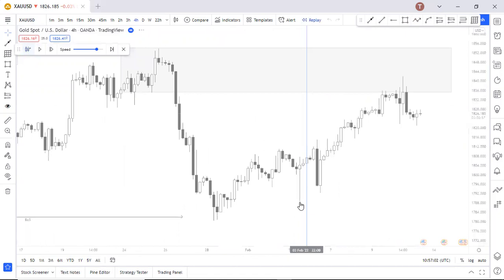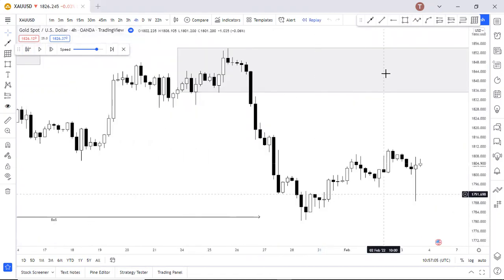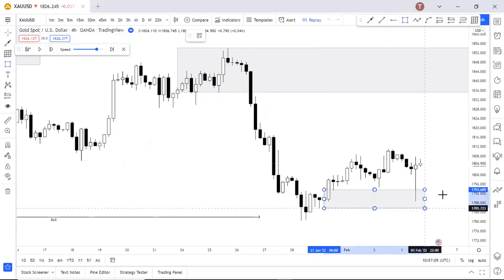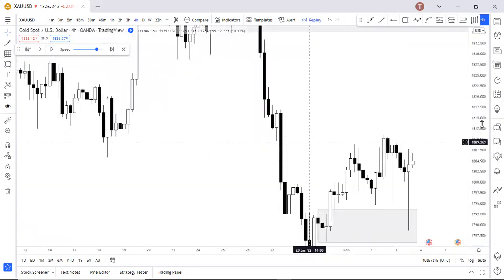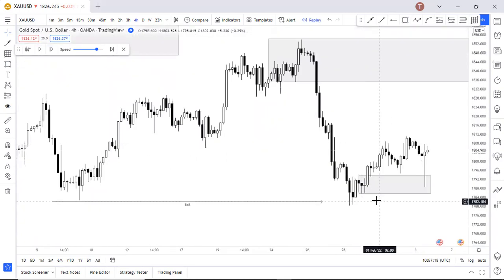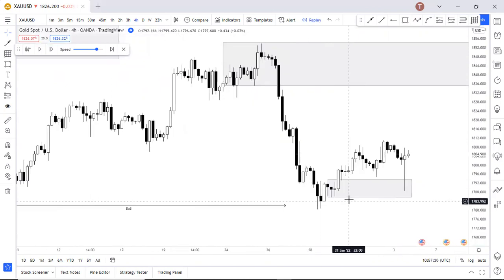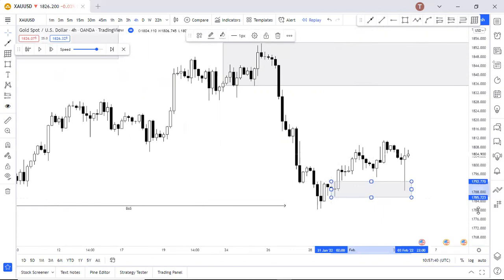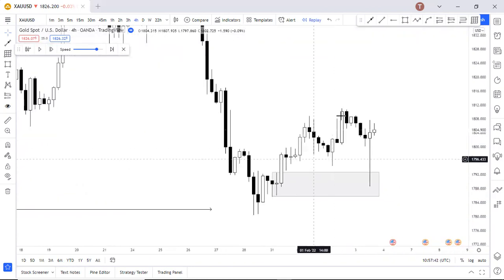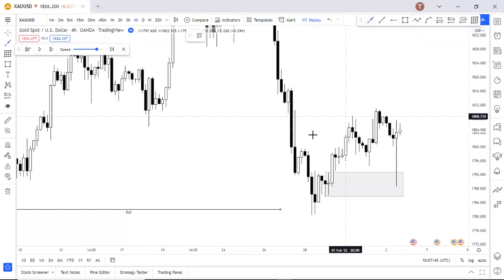The market had just mitigated this zone right here, this 4-hour demand zone. Just like we have supply zones, we have what we call demand zones. Demand zones are zones where investors or traders take buy orders from, initiate buy trades. So they are also characterized with imbalances, huge momentum candles, and impulsive candles.